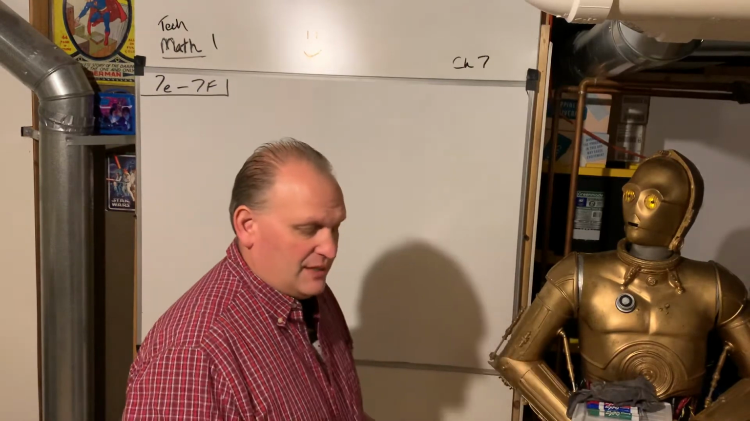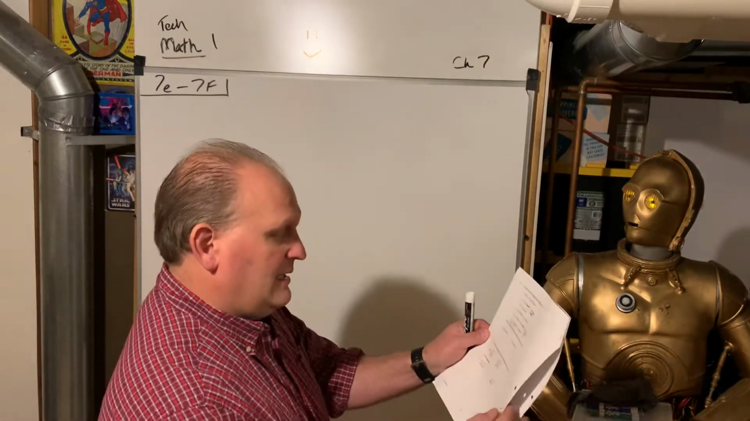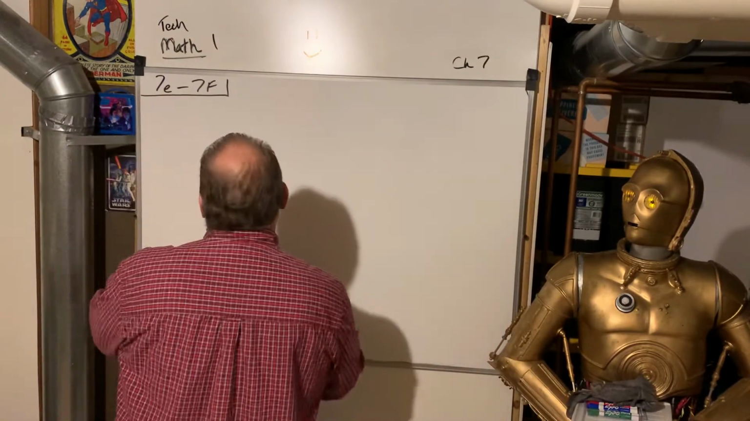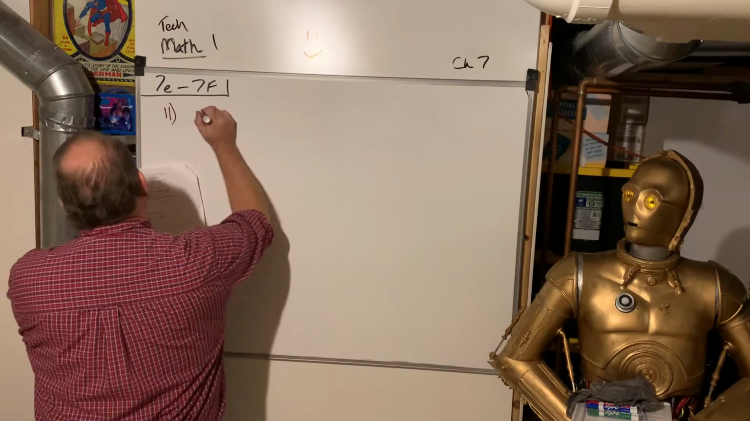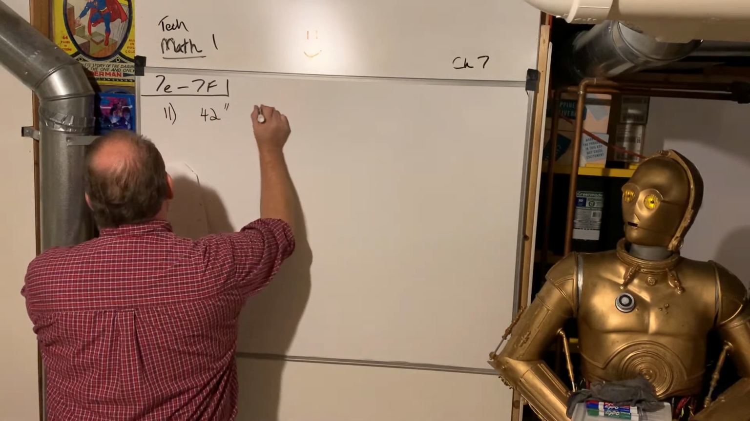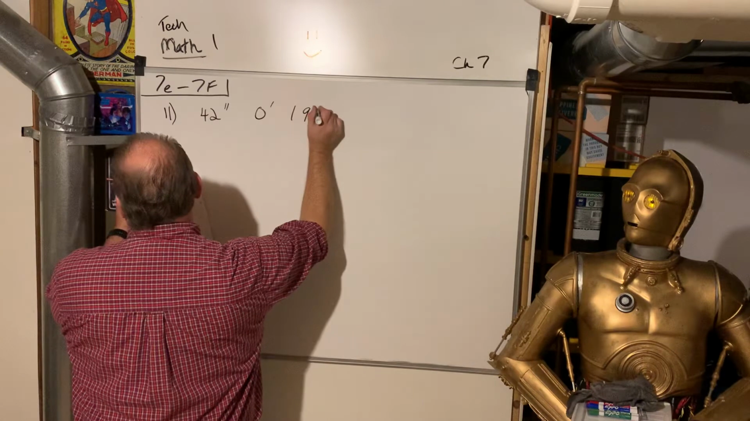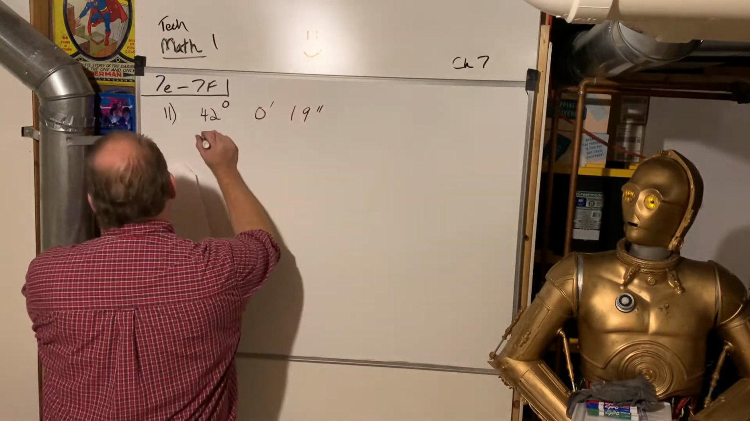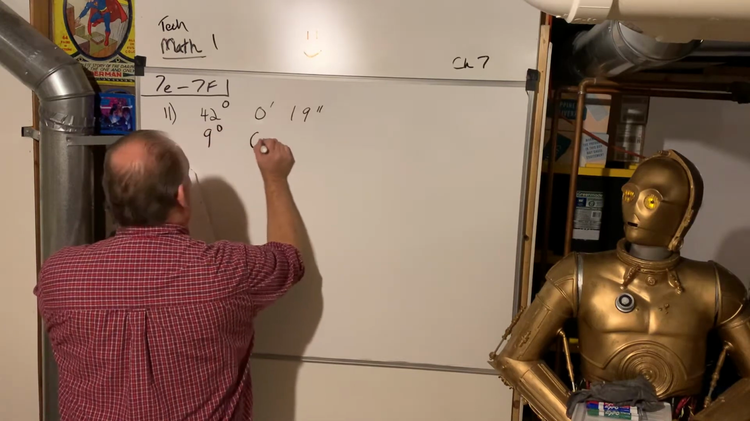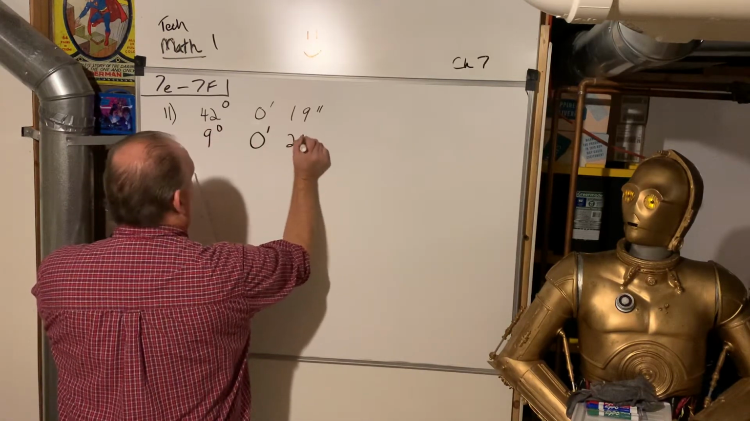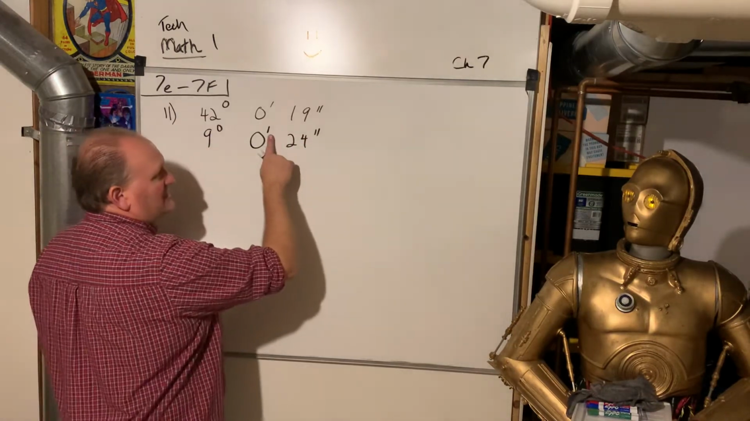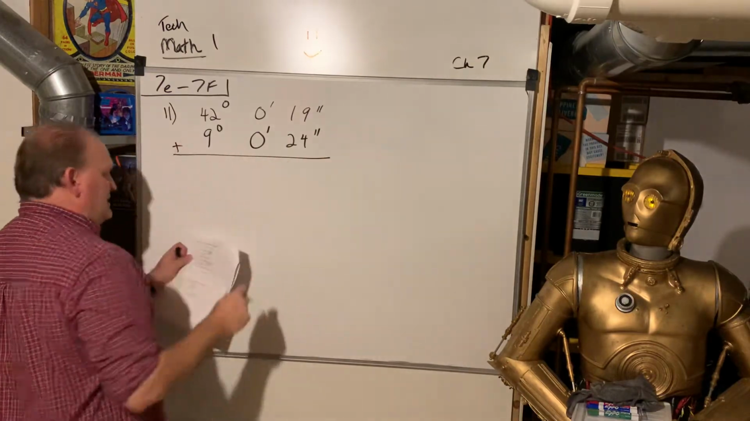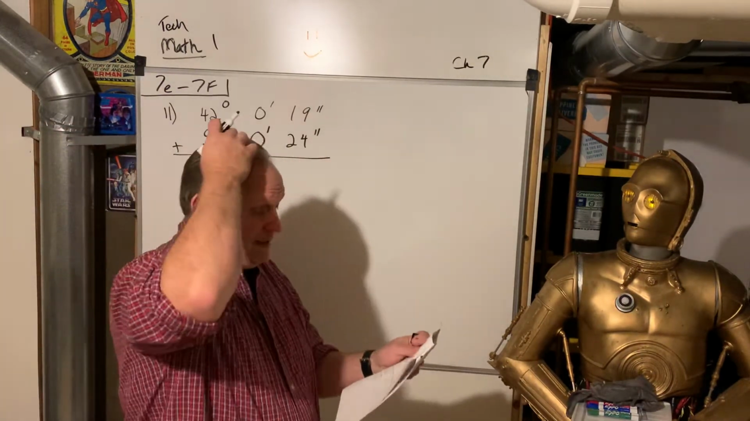So here, let me explain a problem. Let's look on the packet. On the bottom, it says E4, so the fourth page in, and number 11, where they want us to add 42 degrees, 0 minutes, 19 seconds, and 9 degrees, 0 minutes, 24 seconds. It's a little confusing because how we make feet and inches, that's what we do for minutes and seconds.